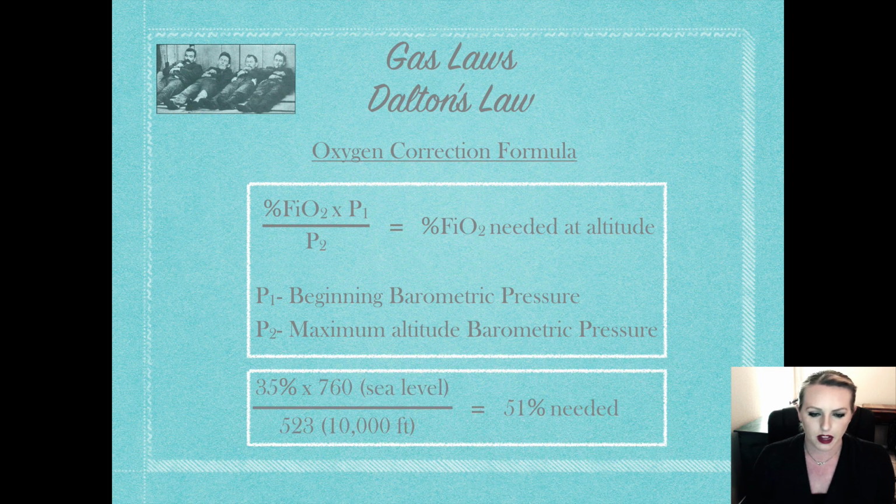So basically, I am looking at 35%. We're starting off at sea level, so multiply that times 760. Then we're going to 10,000 feet, and your pilot should be able to tell you that the barometric pressure there is 523. So we multiply 35 times 760 divided by 523. When we get to 10,000 feet, our patient needs to be on an FiO2 of 51.